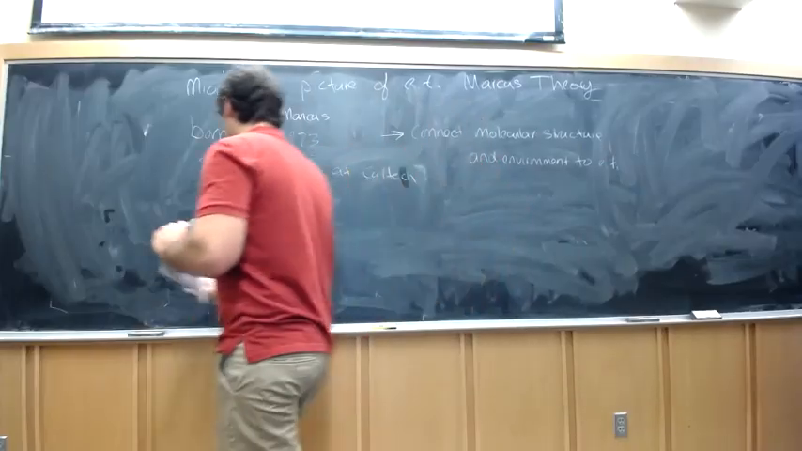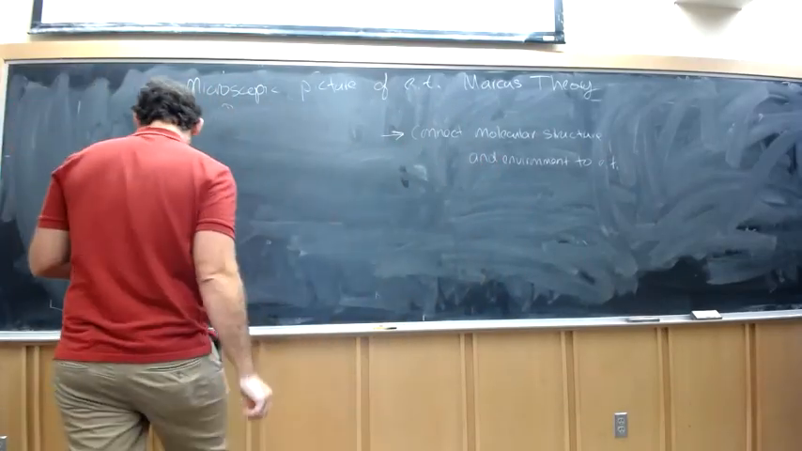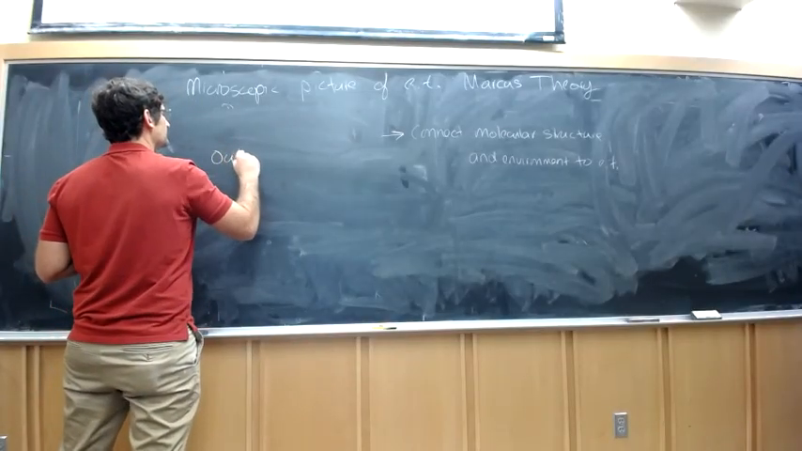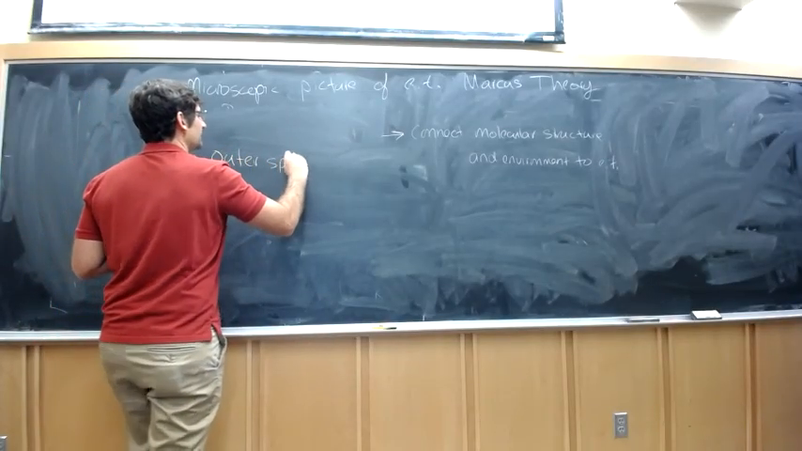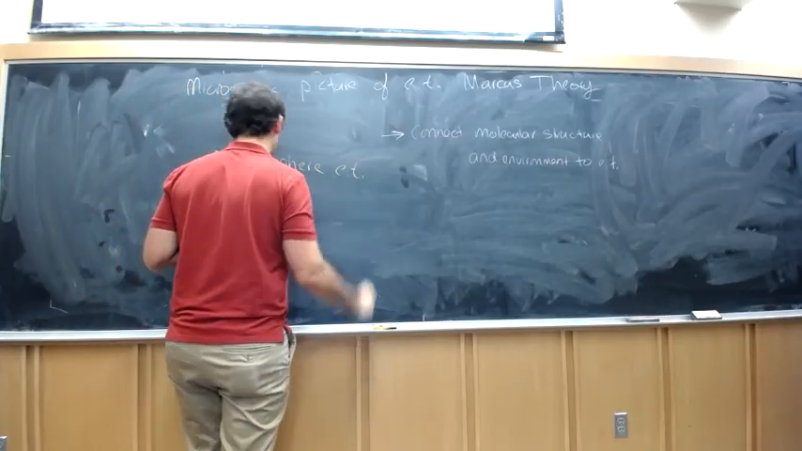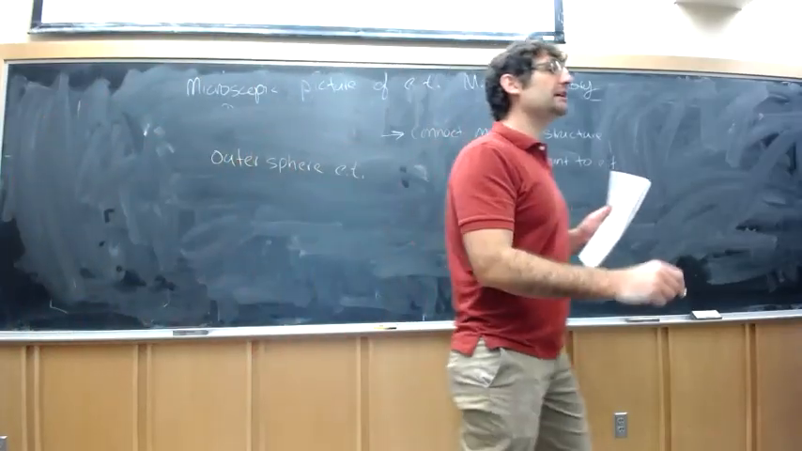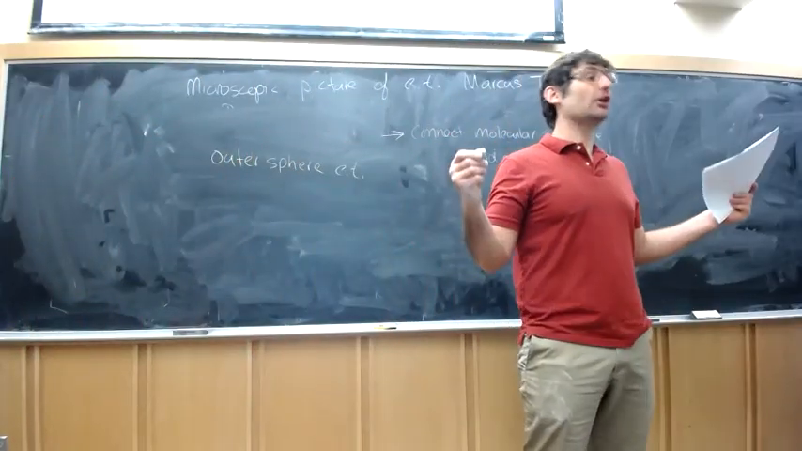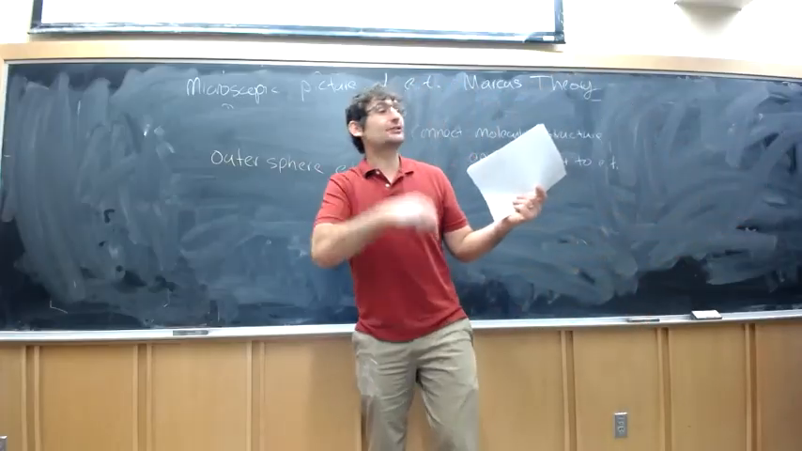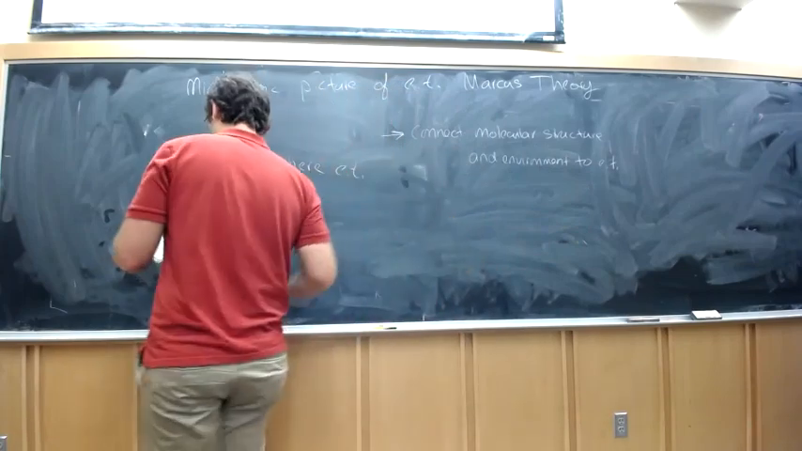So let's consider two different types of processes. We'll call one an outer sphere process, and that's what we've been talking about so far, outer sphere electron transfer. And I'm going to give you a homogeneous molecular picture. Imagine two molecules, an O and an R, and they can exchange electrons. An electron can hop from O to R, or from R to O, sorry.